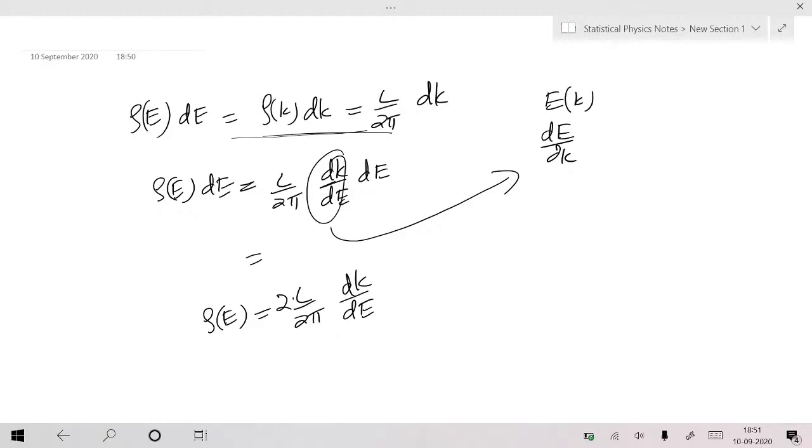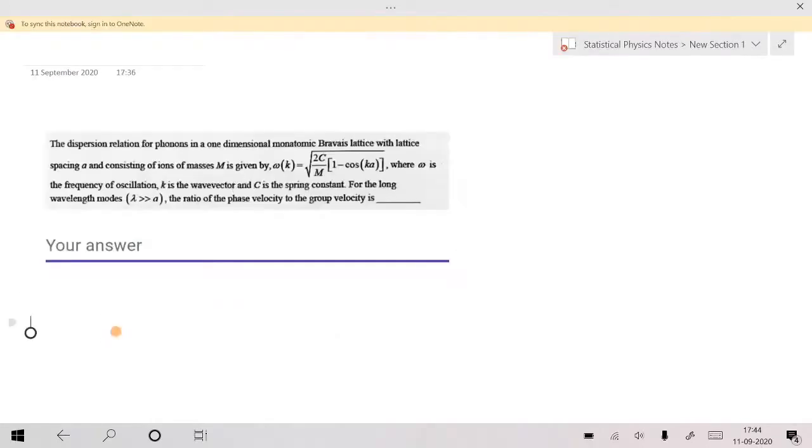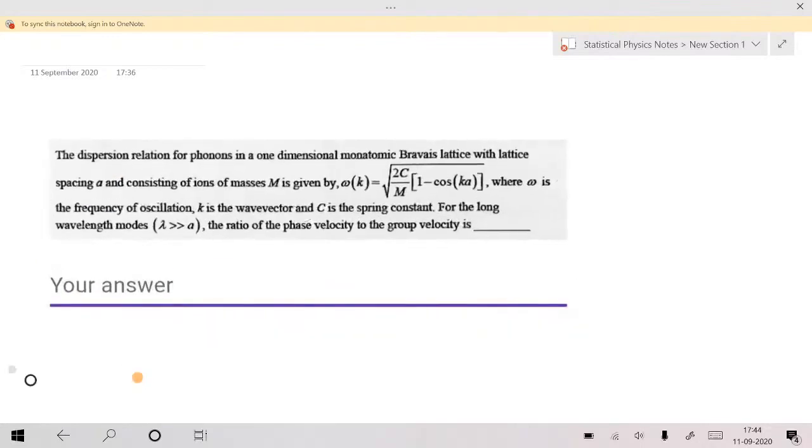So can you see the question? The dispersion relation for a phonon in one-dimensional monoatomic Bravais lattice with lattice spacing a, consisting of ion of mass m, is given by this one, where omega is the frequency of oscillation, k is a wave vector, c is the spring constant. For long wavelength mode, the ratio of phase velocity to group velocity.